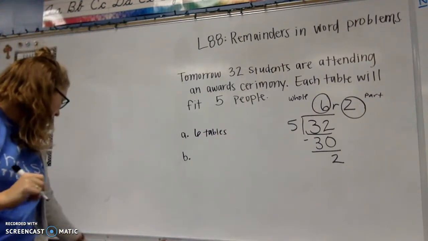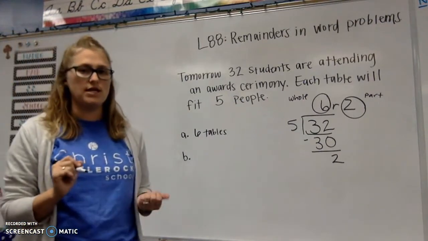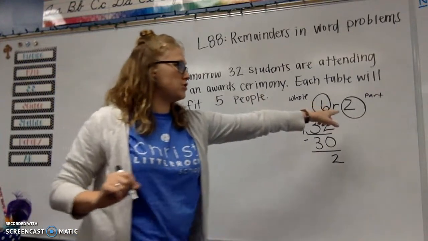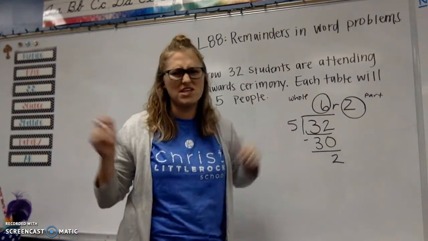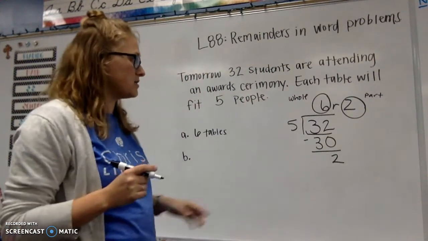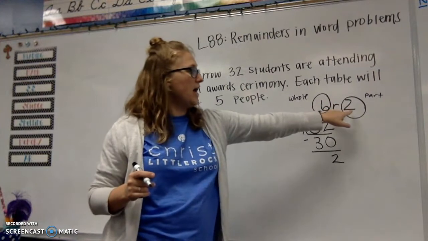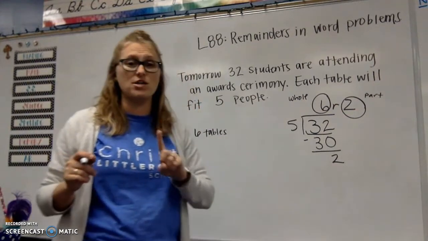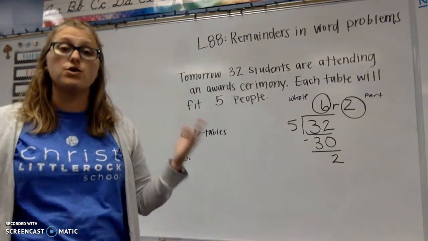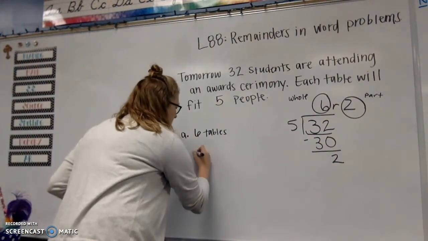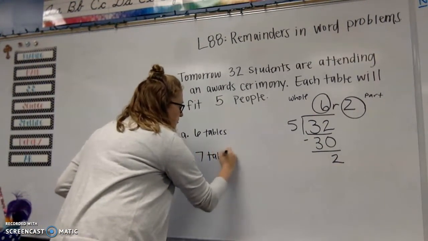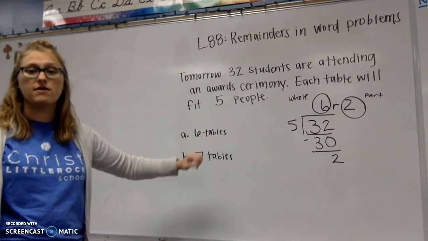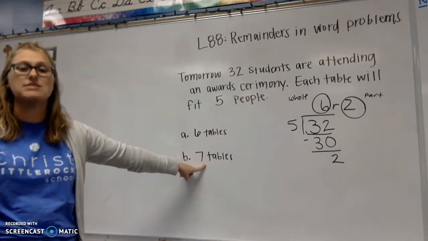Question B says how many tables will be needed? Well, if they're going to an award ceremony, we can't say, oh, you 2 people that are left over, you just can't come. We can't say that. So yes, we can fill 6 whole tables, but we have 2 people who have nowhere to go. In total, we're going to need an extra table for the other 2 people who don't fit. So our answer to this would be 7 tables, because we need 6 whole tables that will be filled up, and there's 2 people who don't have a place to go, so we'll need an extra table to create 7 tables.